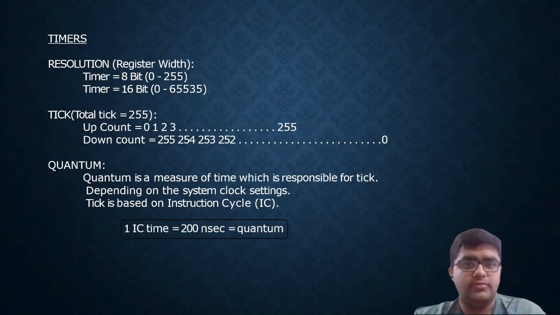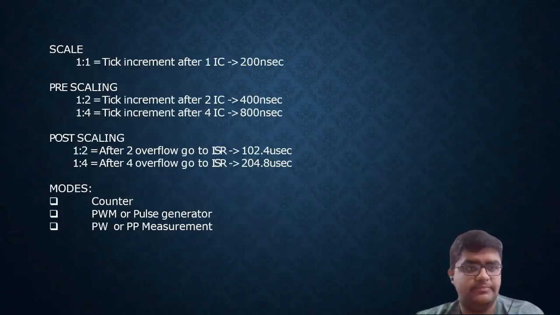Now, what is a quantum? Quantum is a measure of time which is responsible for a tick. So between each tick is one quantum, and it depends on the frequency we are using. One instruction cycle time is 200 nanoseconds, and that is a quantum. With a timer scale of 1 to 1, the timer increments after 1 instruction cycle, that is 200 nanoseconds.